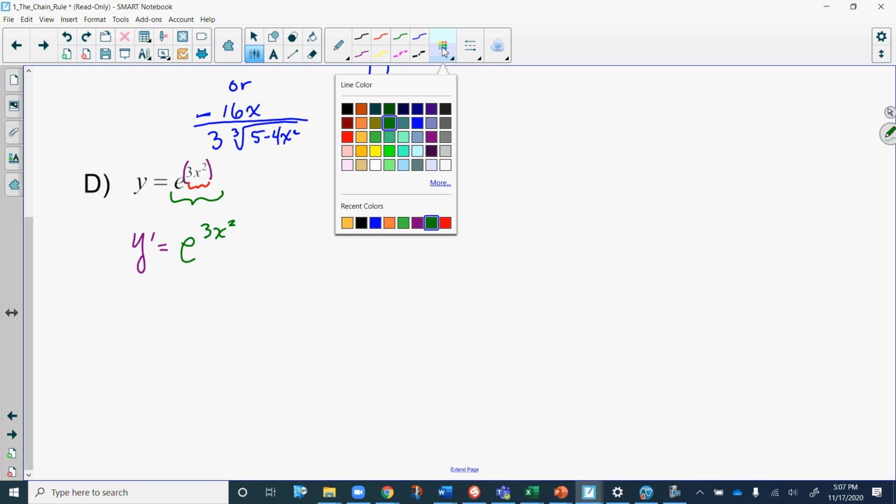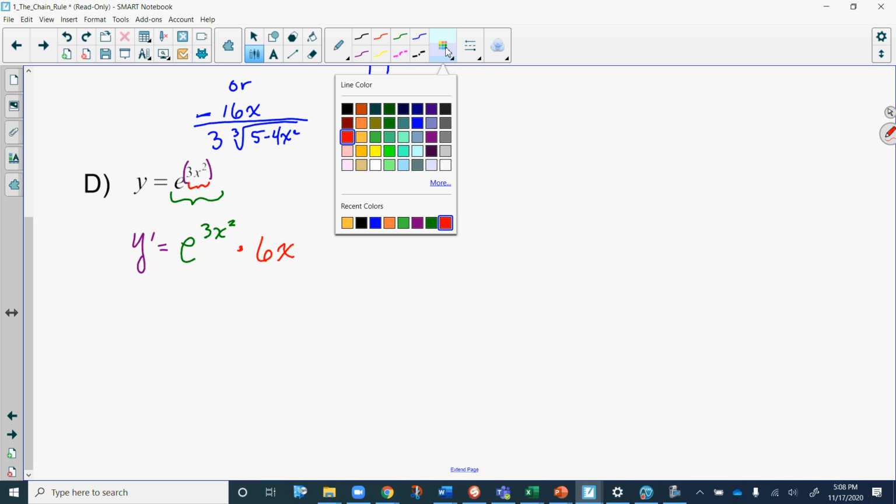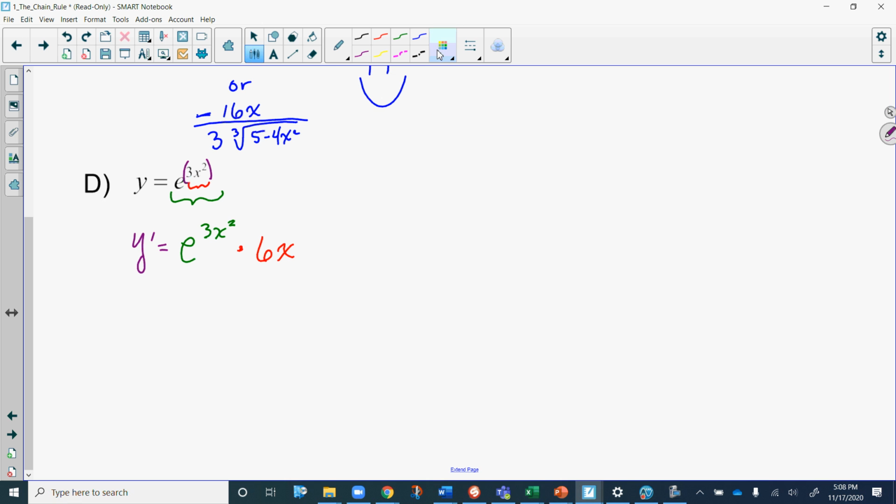The derivative of the inside part, which is going to be what the 3x squared part is, that would be 6x. And really, you could stop there, although most people are probably going to want to write it a little bit more cleanly and say y prime would be equal to 6x times e to the 3x squared power. And there we go. That's how we're going to be looking at using the chain rule for that exponential expression.